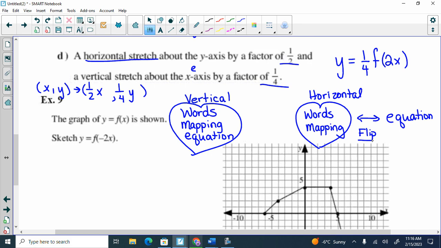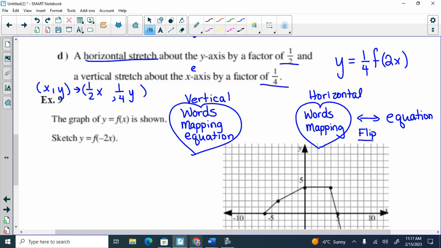Horizontal stretches flip, they become reciprocals, correct? Horizontal translations go the opposite direction of what the sign is. So if it's positive, it goes right, if it's negative, it goes left. The only thing with horizontal that doesn't flip is a reflection, because a reflection is just a negative sign. It's a negative sign and it stays a negative sign.